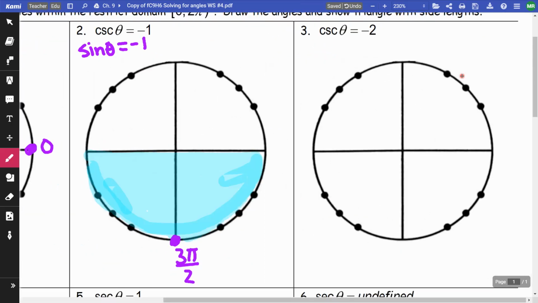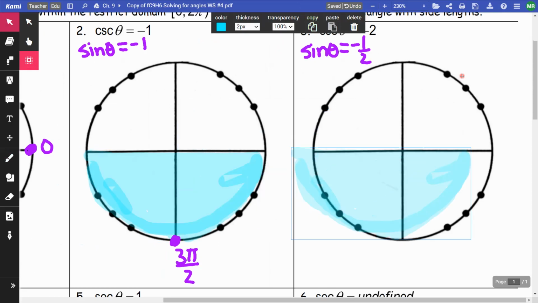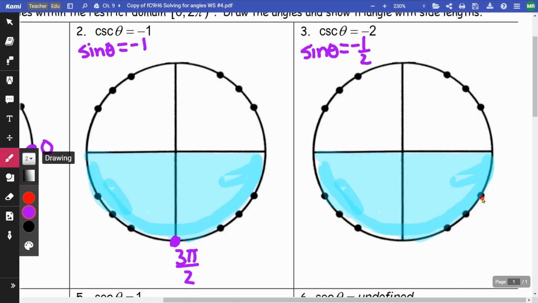On number 3, again, cosecant. So the reciprocal of cosecant is sine. And so the reciprocal of a -2 is a -1/2. So again, if I want to think about where my sine is negative, it's negative in those two quadrants, 3 and 4. And I want my sine, which is my y, to be a -1/2, which means I want my y to be the short. So it's going to be long comma short, which puts me right here. And it's going to be long comma short, which puts me right here.